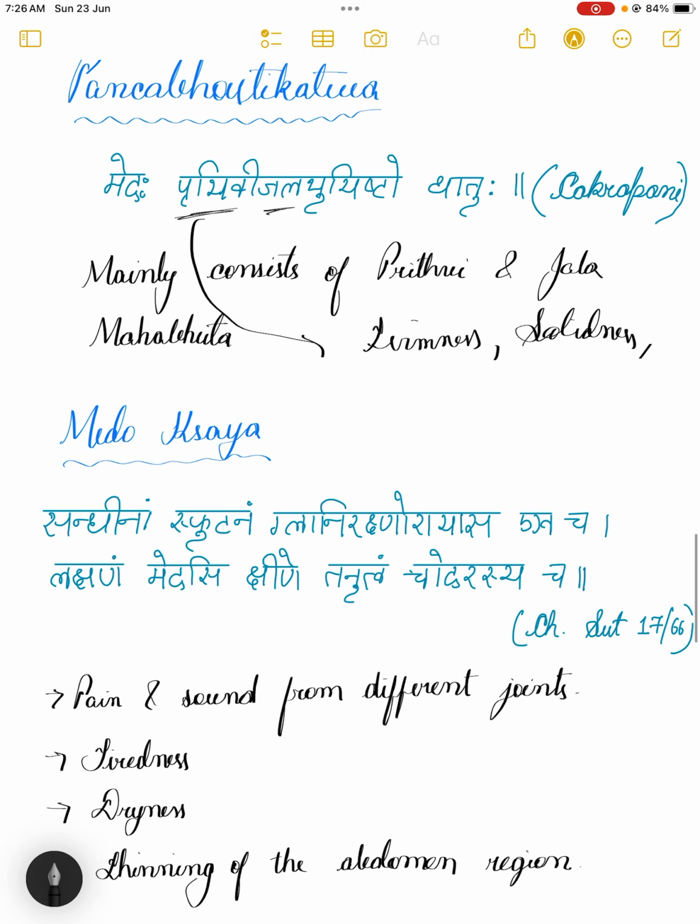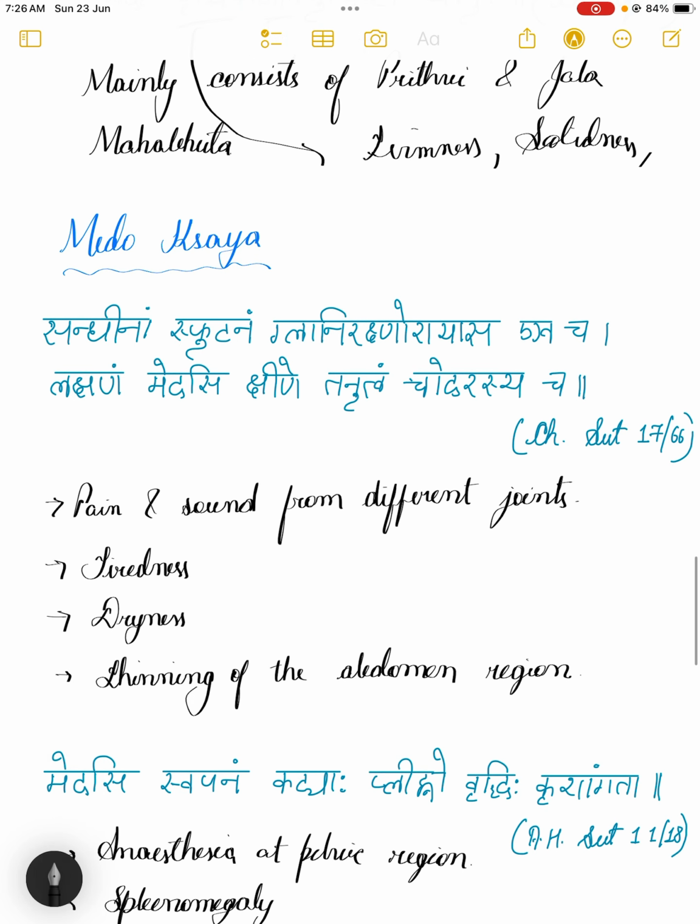Next, coming to the Medo Kshay. Acharya Charak in Sutrasthan 17th chapter has mentioned that Sandhinang Sfutanang Glani Rakshanora Ayasa Evacha Lakshanang Medasi Kshine Tanutvang Chaudarasya Cha. If we look closely into the verse and the Sandhi Vichhed, the first word is Sandhinang Sfutanang. Sandhi means joint and Sfutanang means there will be pain and sound coming from the different joints all over the body. This is the first sign and symptom of Medo Kshay.